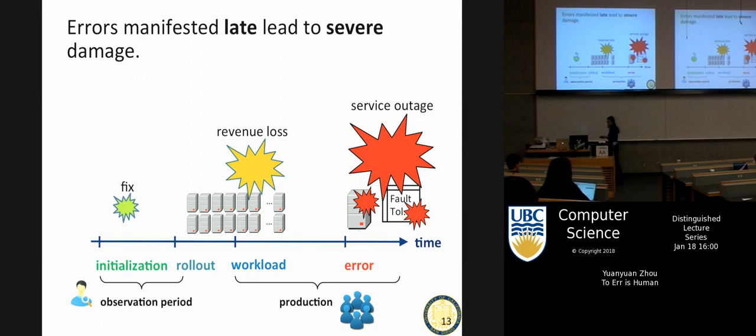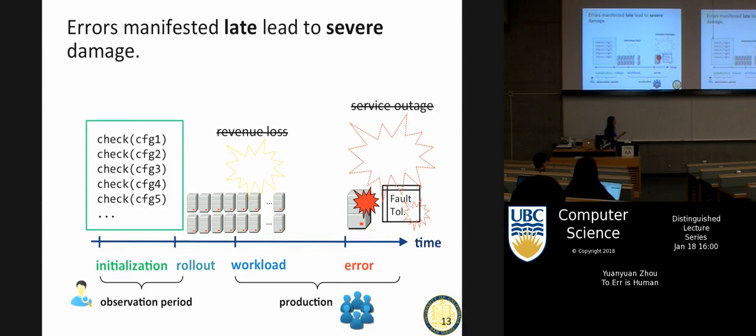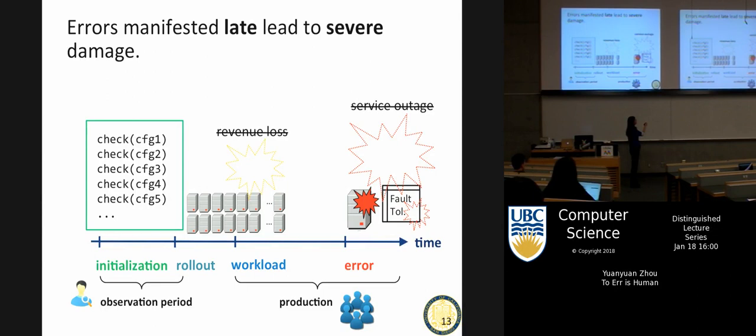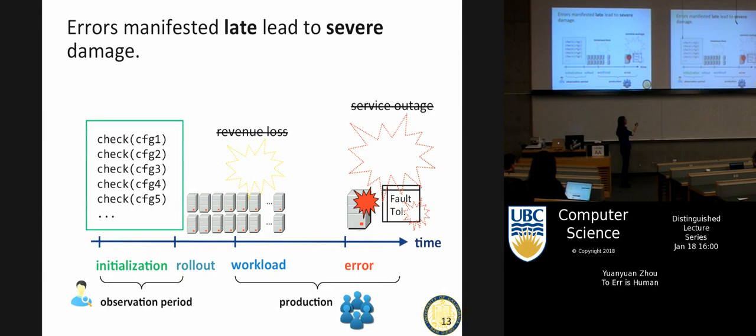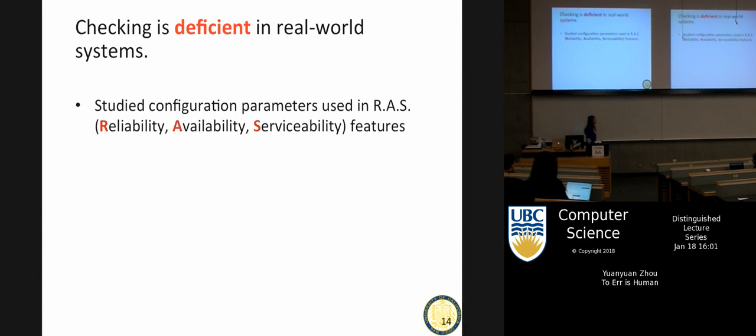So basically here, of course, you want the developer to be able to check many parameters at this point. They will be able to check all these configuration settings at this early stage. You'll be able to catch the error, and then the system admin can fix it. Okay? But then the checking is actually deficient in real-time systems. So we're looking into this kind of problem.